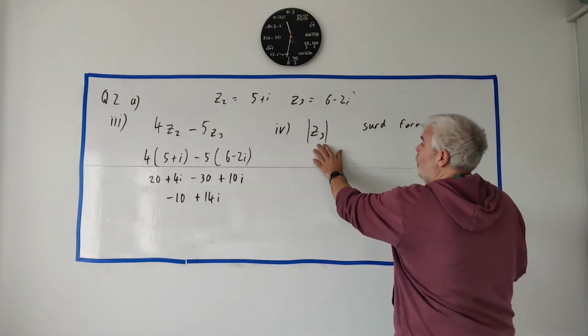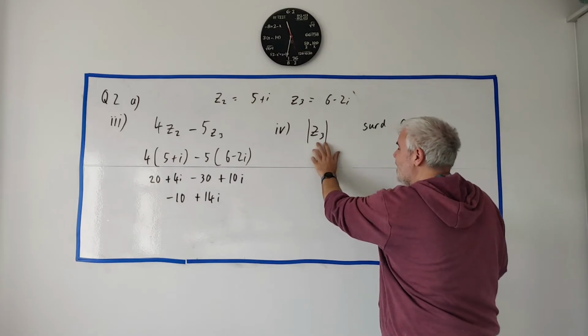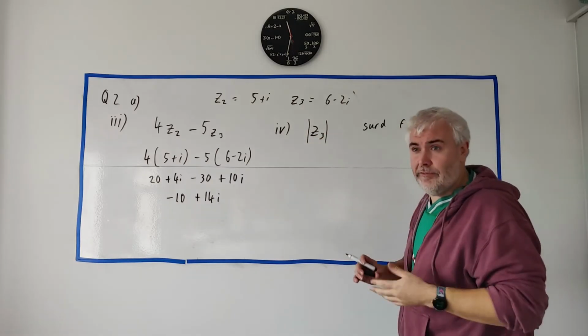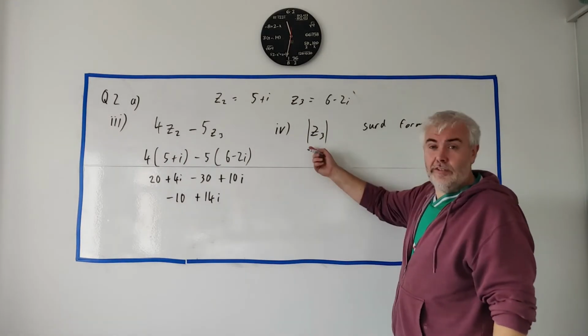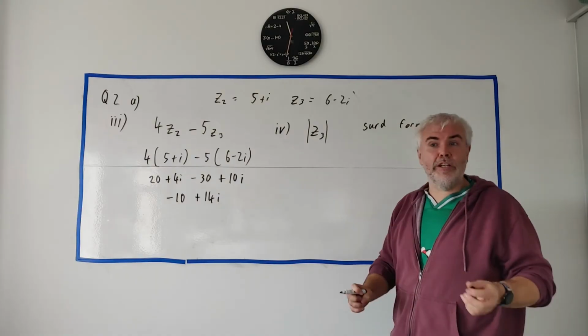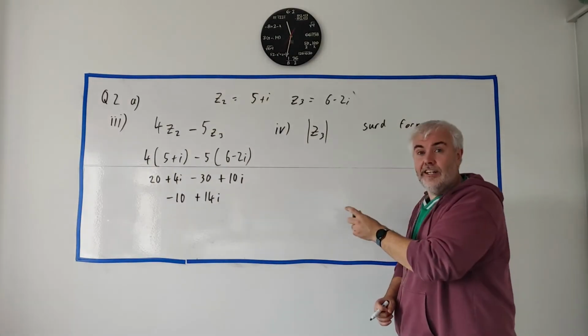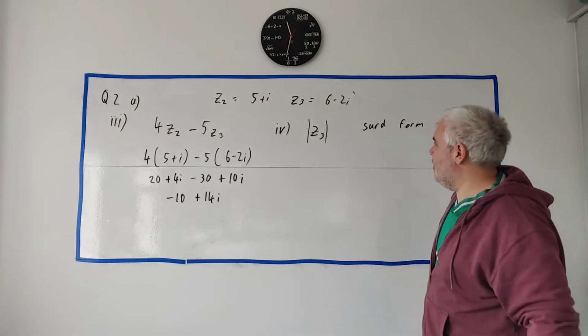First of all, what on earth does this mean? z3 with these two lines. That's the first thing they're really asking you. What do these lines mean? You need to know it means the modulus. Sometimes they'll say it in English, modulus. You need to know what that is.